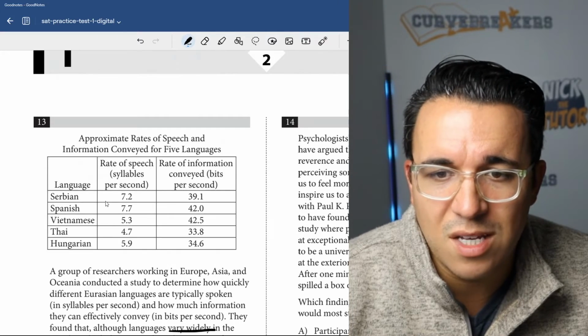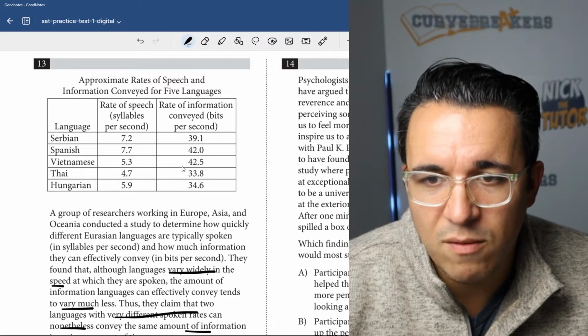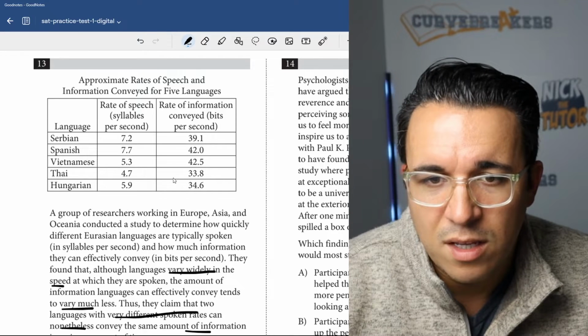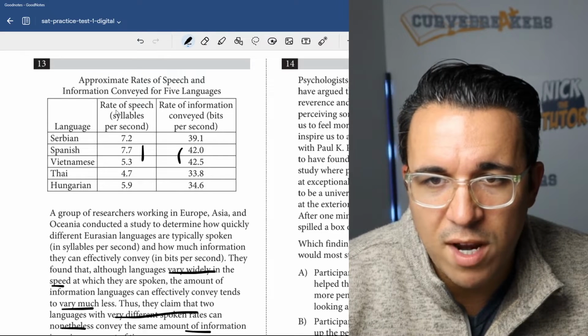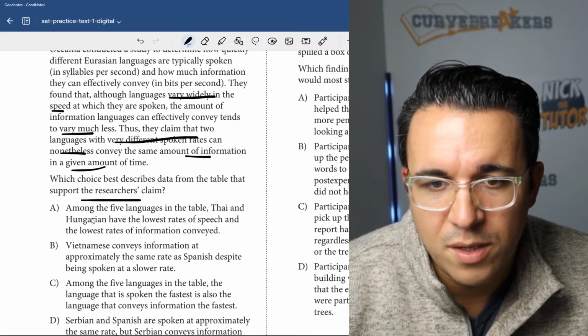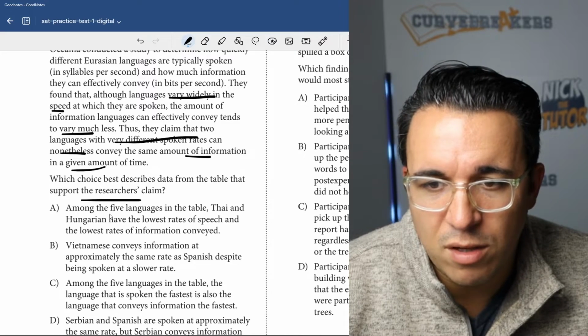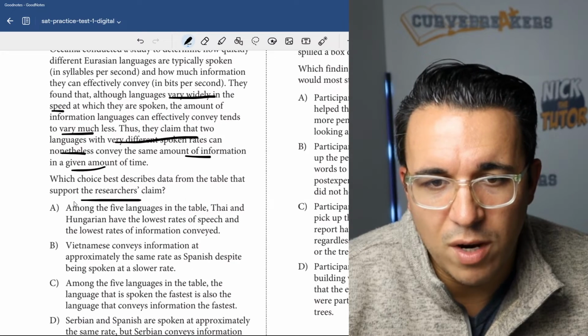So let's see if we can see that here. So we want two very different spoken rates conveying the same information. So these are kind of similar. I'm looking here for very different rate of speech and then similar rate of information conveyed. So, "Among the five languages in the table, Thai and Hungarian have the lowest rates of speech." That's not actually even true, right? So that's going to be wrong.